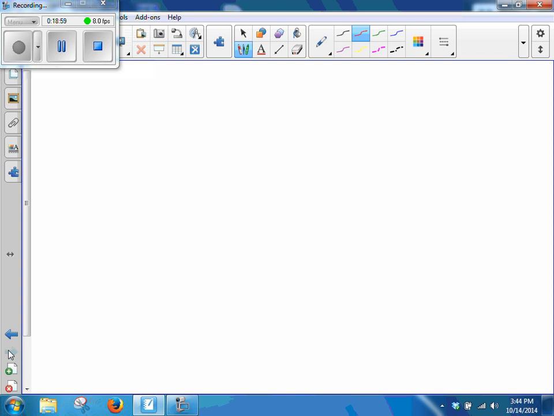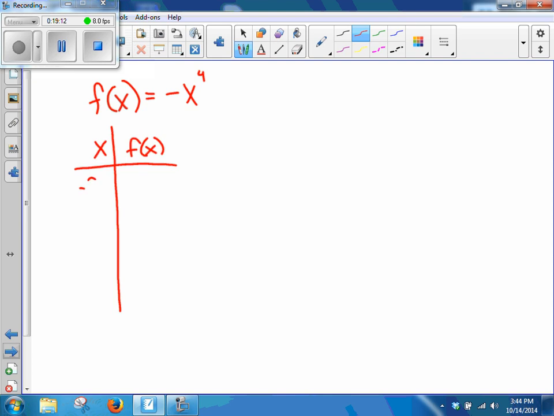All right, so let's just quickly graph f of x is equal to negative x to the fourth. Literally put in a t-chart. Always pick -2, -1, 0, 1, and 2. You do need to have 5 points this time.